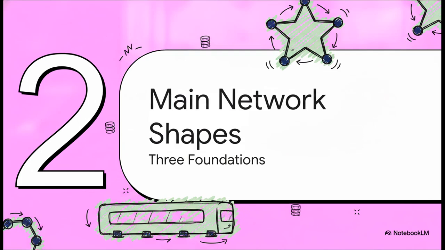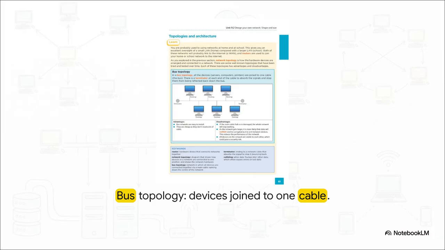Section 2. 3 main network shapes. All right, let's dive into the 3 foundational blueprints used to build networks. First up, we have the bus topology. With this one, all the devices, the servers, computers, printers, the whole shebang, share one single main cable to send and receive data. It's kind of like a single highway where all the digital traffic travels.